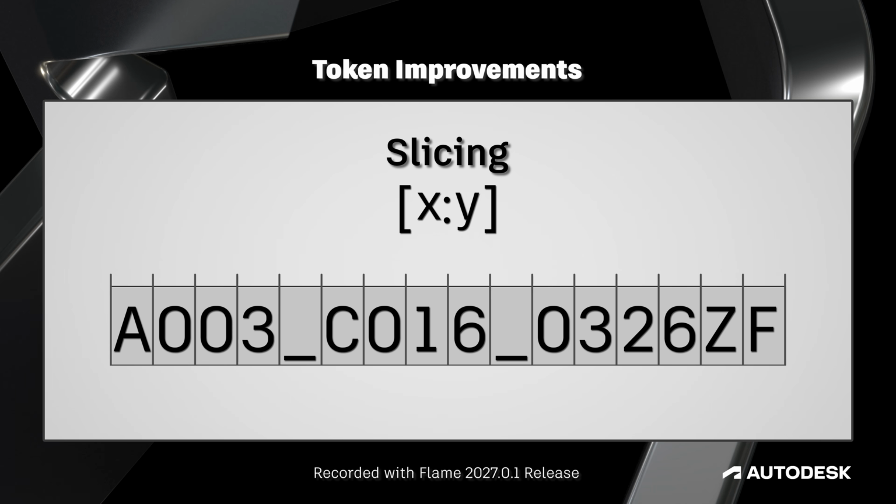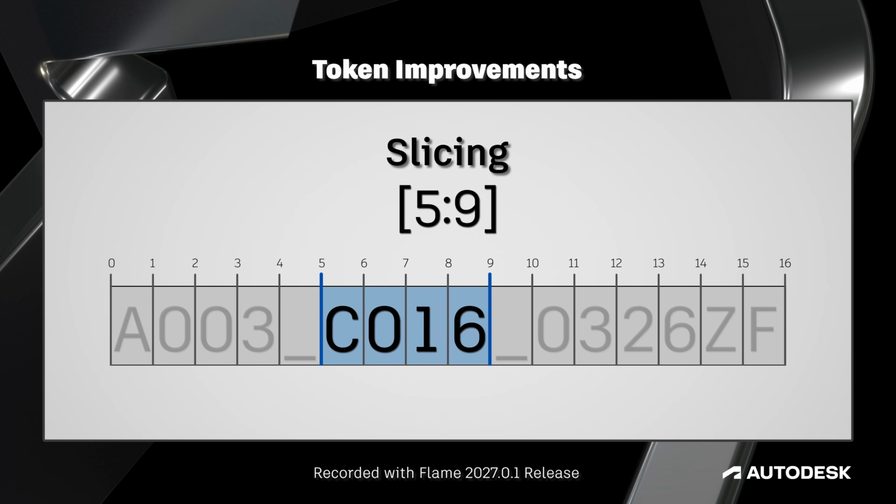If I map the characters to a number line and place the numbers in the gaps between each character, this demonstrates how slicing works in Flame. So, for example, if we take a slice of 5:9, we're telling Flame to make a cut at position 5 and another cut at position 9, keeping all of the characters in between. This means that a slice of 5:9 leaves us with CO16.